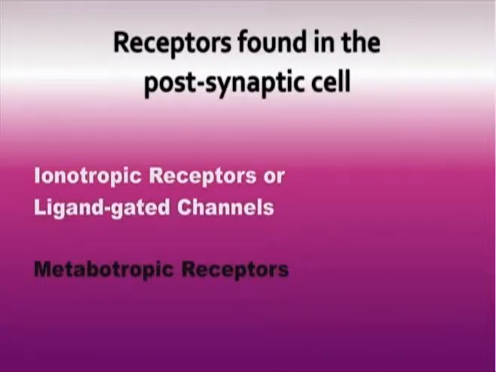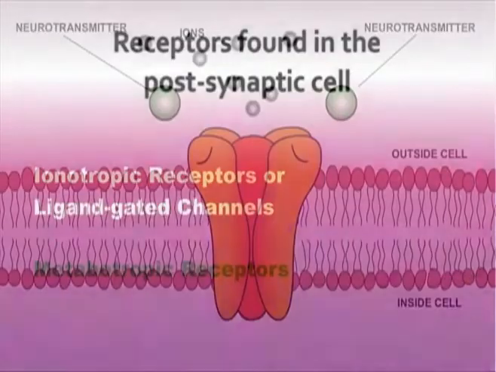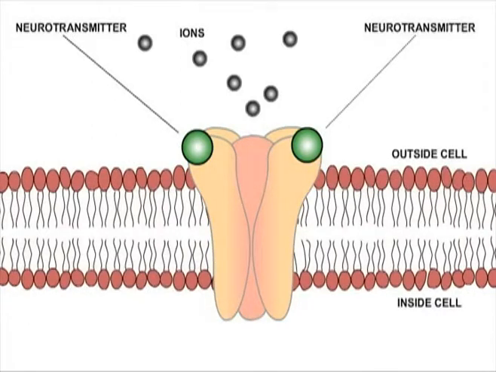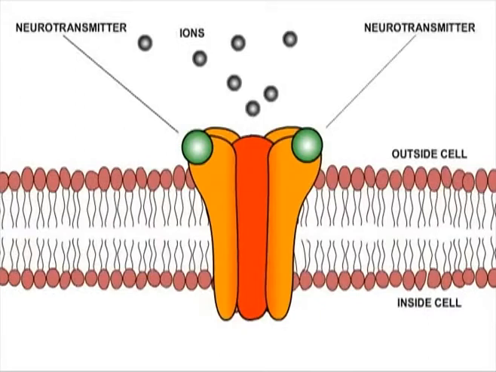There are two types of receptors which are found in the postsynaptic cell. The first type is the ionotropic receptors or ligand-gated ion channels. These are rapid protein channels that open or close in response to the binding of a chemical signal. Therefore, they allow the passage or non-passage of an ion via a single receptor and effector.